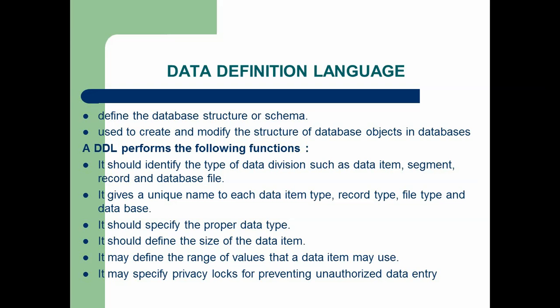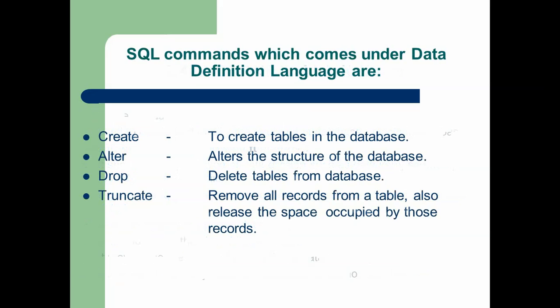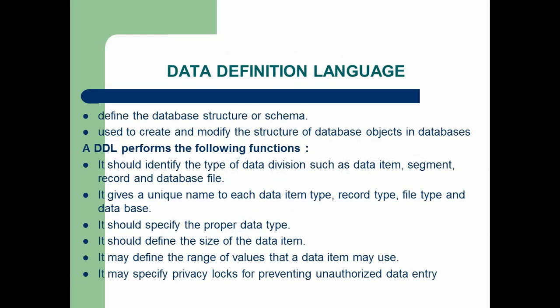A database performs the following functions. Number one, it should identify the type of data division such as data items, segment, record, and database files, etc. So here data items, segment, record, and database files refer to table, column, rows, which we already discussed in the ER model. Now the next point is it gives a unique name to each data item, record type, file type, and databases. So each and every component created by using DDL should be given a name. These names are unique. It should specify proper data type for each and every column.